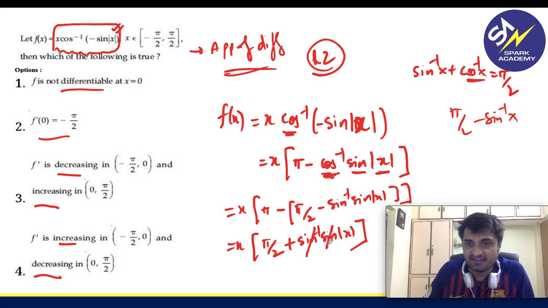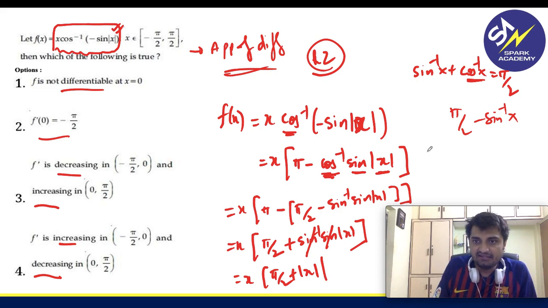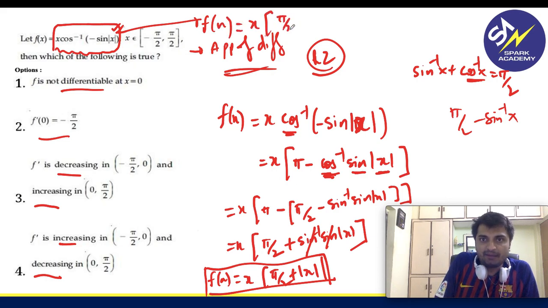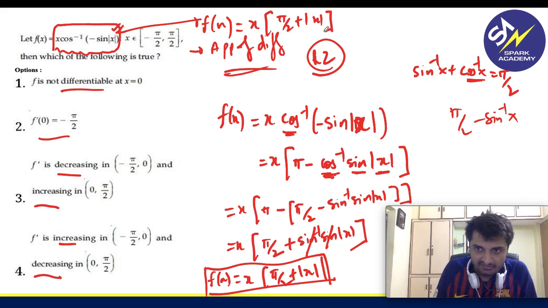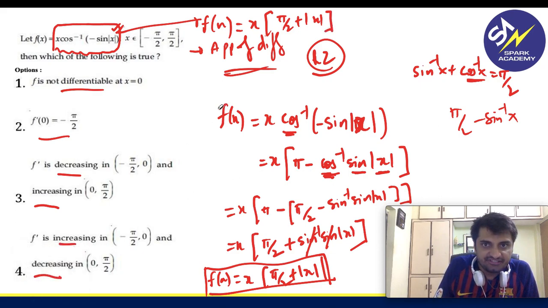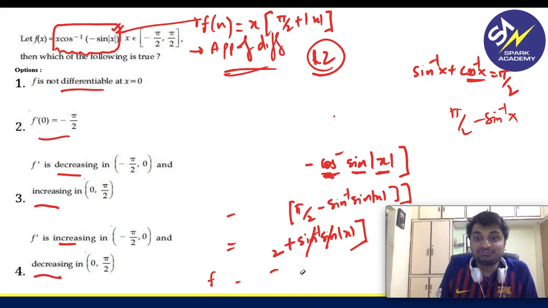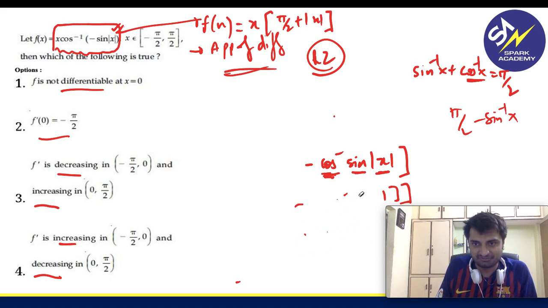Now I can just cancel sine inverse and sine guys. So I will get x into pi by 2 plus mod x, which is my function now. So I have simplified the function. So this function I am simply writing as x into pi by 2 plus mod x. Guys, I will just erase the remaining part so that we can check from this. So it's a round 2 question only because we had used a little bit of inverse trigonometry basics to get the simplified function.